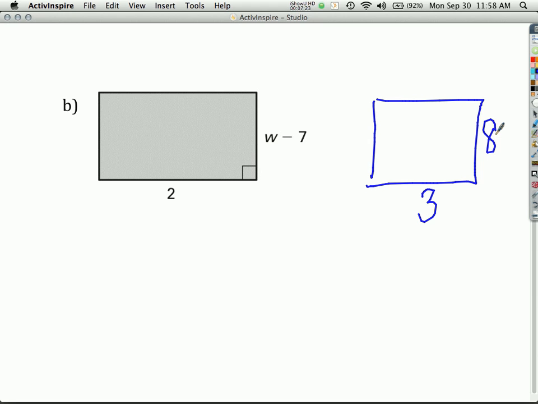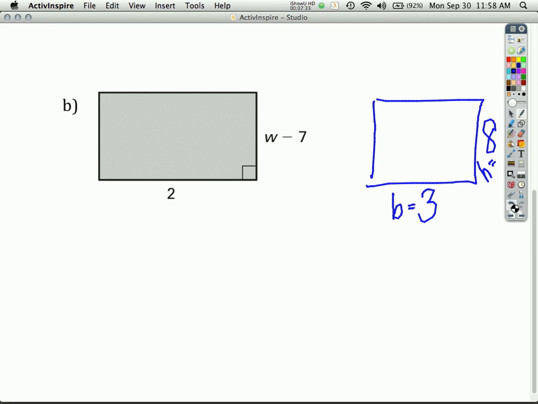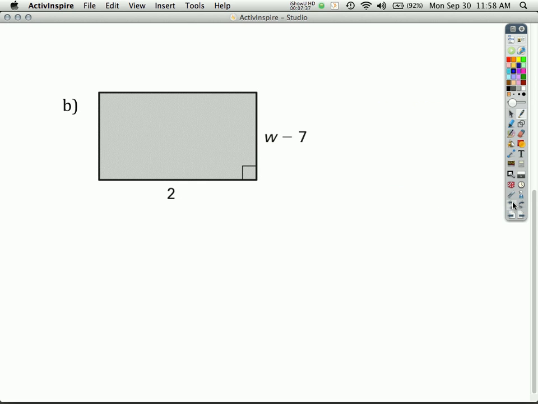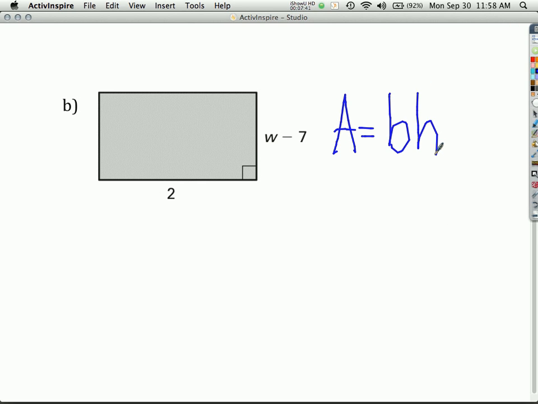Oh, that was great the way you said it. You multiply the base, which is this, times the height, which is this. Base times height. Okay? So we're going to use that same formula. Area of a rectangle equals base times the height. But this time the base is something different and the height is something different than what we're used to.